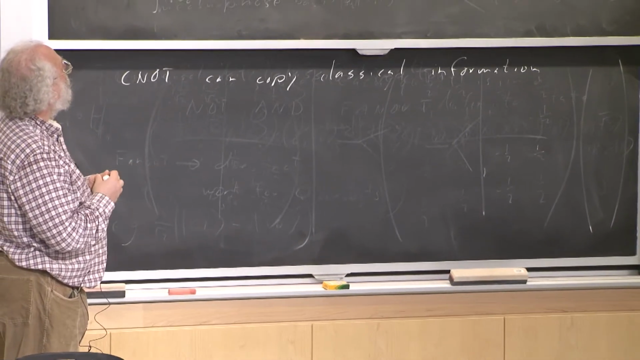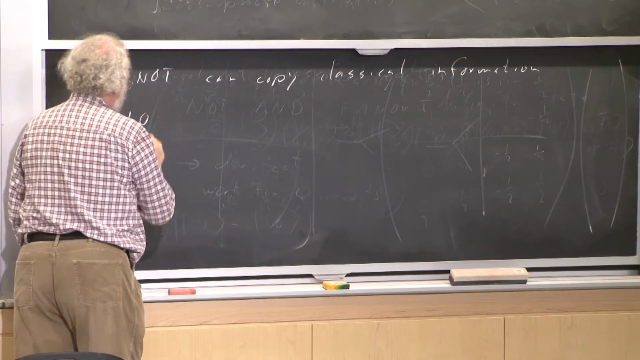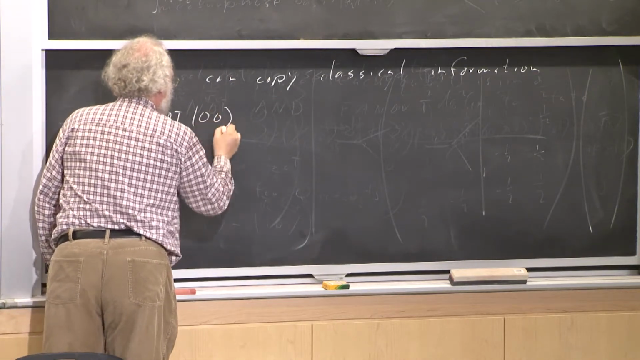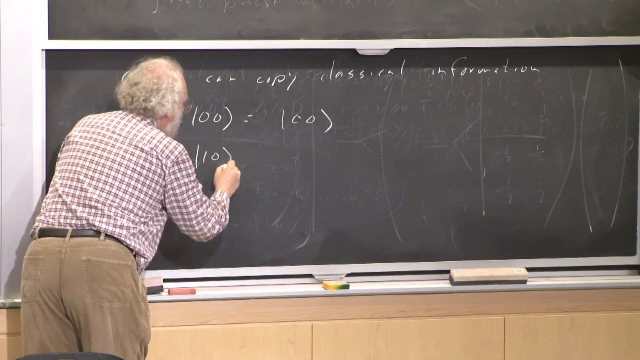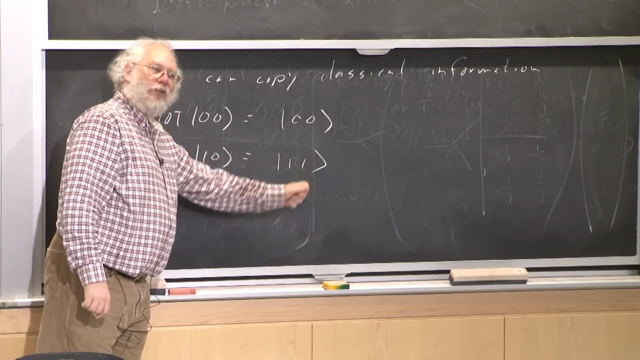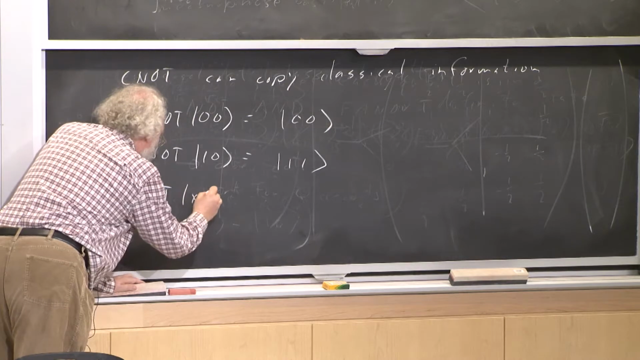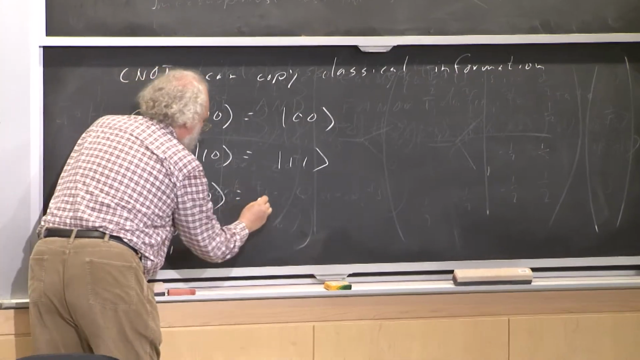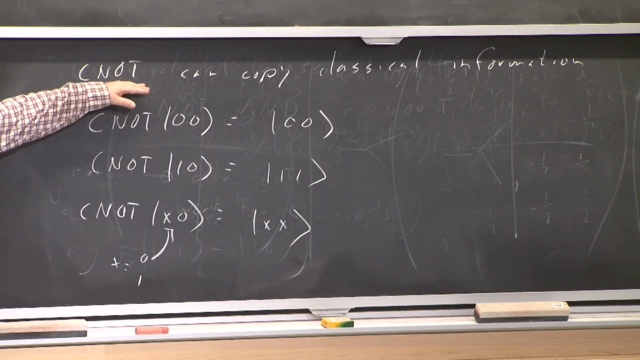So how does that work? Well, C0 applied to 0, 0 is equal to 0, 0. C0 applied to 1, 0 is equal to 1, 1. Because this is a 1, you take the not of this, you get 1. So C0 of x, 0, where x is equal to 0 or 1, is equal to x, x. So we can copy classical information.